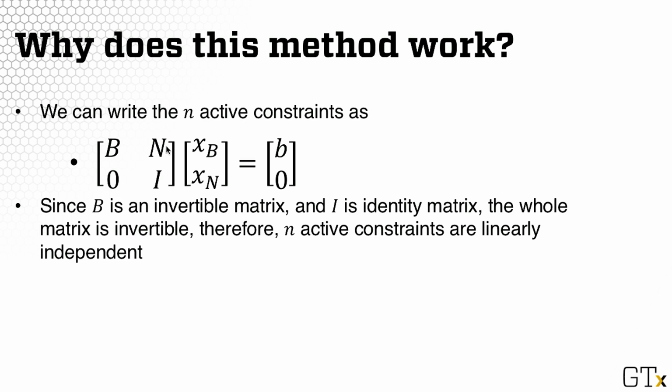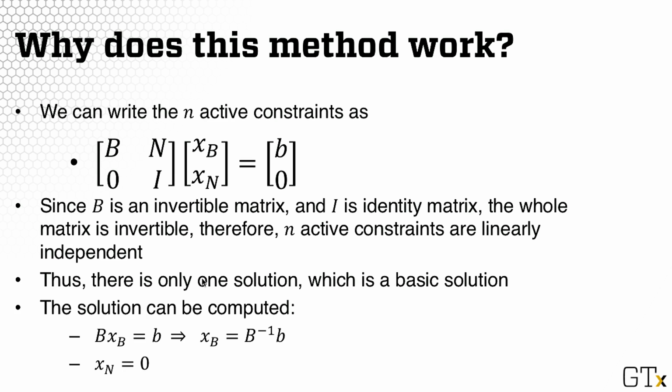m of them come from the equality Ax equals b, and n minus m of them come from the non-negativity constraints. The way to pick them is to first partition the matrix A into m columns that are linearly independent, and the rest that may or may not be. We don't care if they are linearly independent or not, but we set all the variables corresponding to those n minus m columns to be 0.